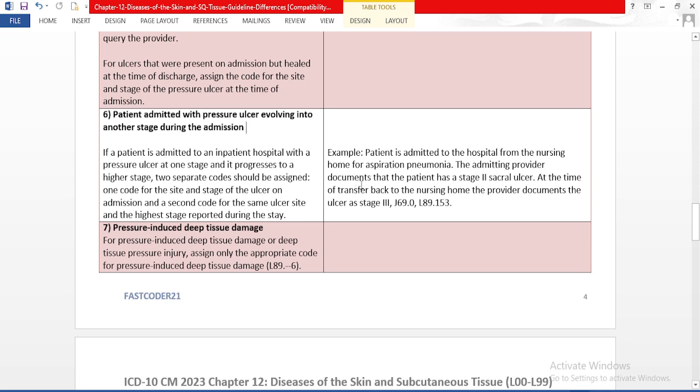So here we have an example. A patient is admitted to the hospital from the nursing home for aspiration pneumonia. The admitting provider documents that the patient has a stage 2 sacral ulcer. At the time of transfer back to the nursing home, the provider documents the ulcer stage is 3. Here, based on guidelines, we need to code both pressure ulcer stages.